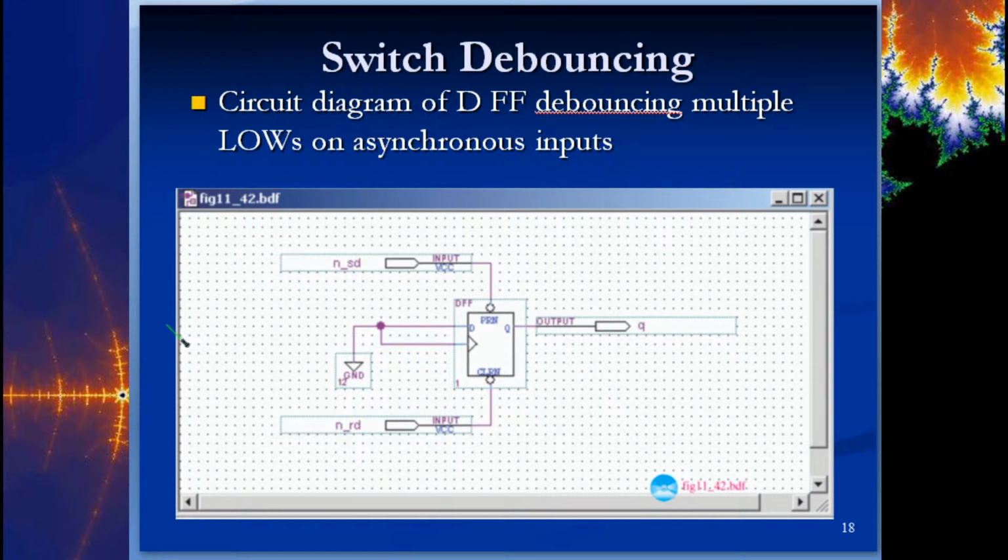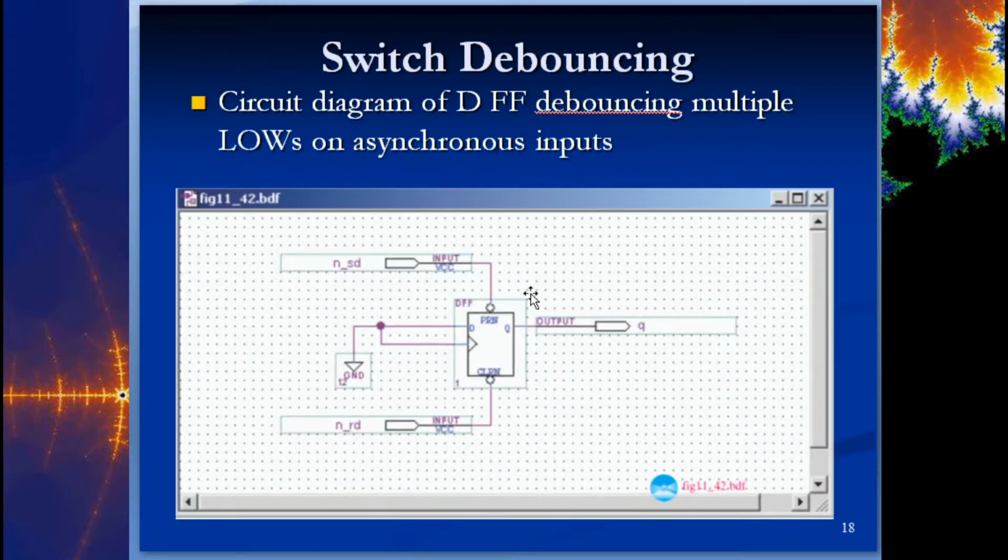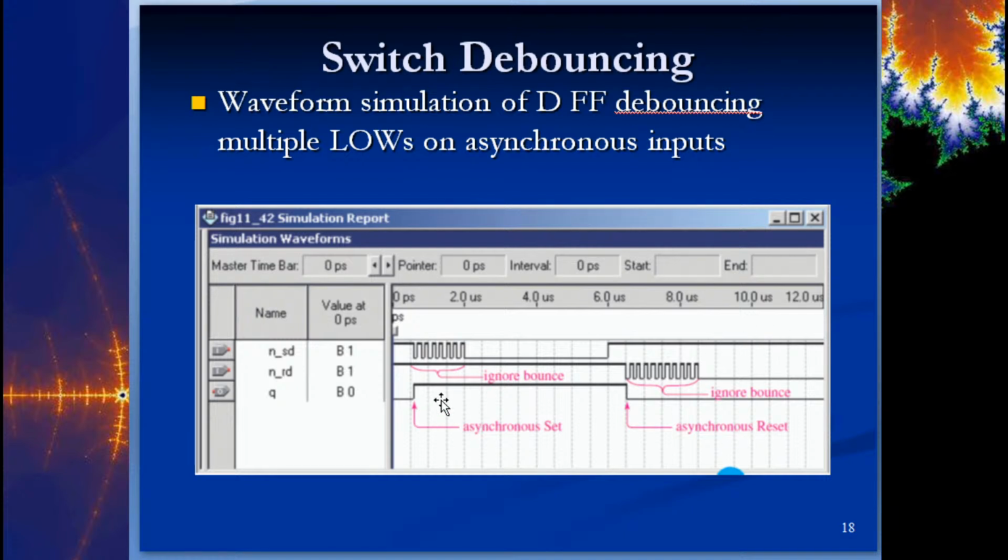And this is what it would look like if you were to do that in Cordis. Now this is an older version of it, but the symbols really haven't changed in 15, 20 years. So this is debouncing multiple lows on asynchronous inputs. So it's the same concept. And here they even put in a little bit of bounce to show you that the output would not be affected by it. When I do the next Cordis video, I can show how to do little sections like this where you can add in bounce, or build this one for yourself and then put this kind of an input in and see that it works.